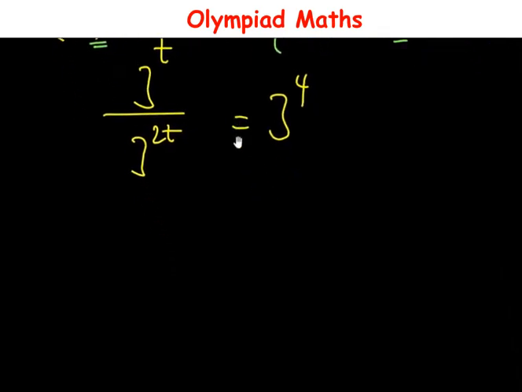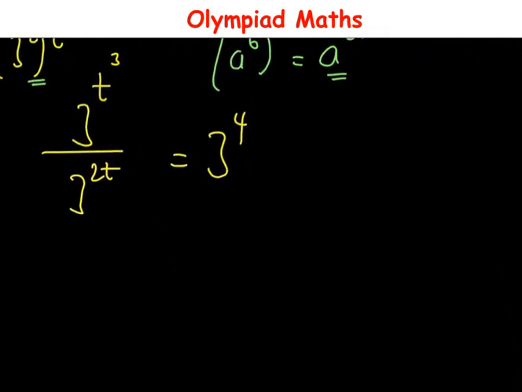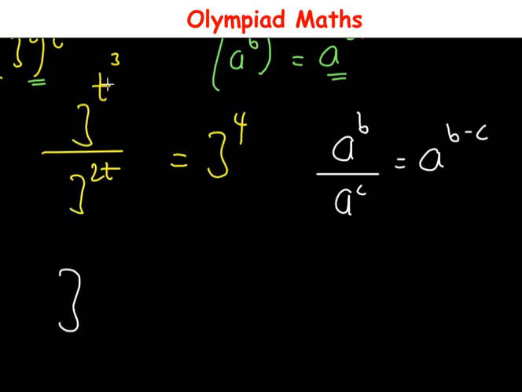So the next thing is to apply this principle of indices, that if you have a^b over a^c, this equals a^(b minus c). Since you have the same base, you pick one, and since they are joined by a division sign, you subtract the powers. Same thing here also, we have the same base of 3, so we pick one, and then we subtract the powers. So we have 3^(3t minus 2t) is equal to 3^4.